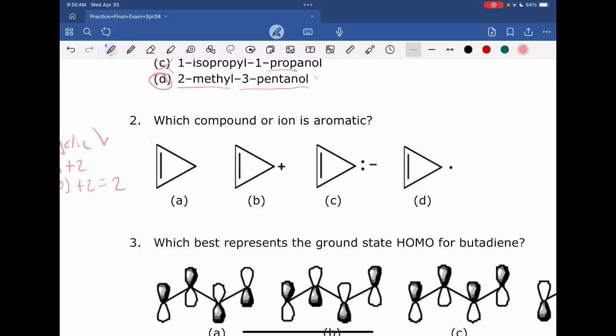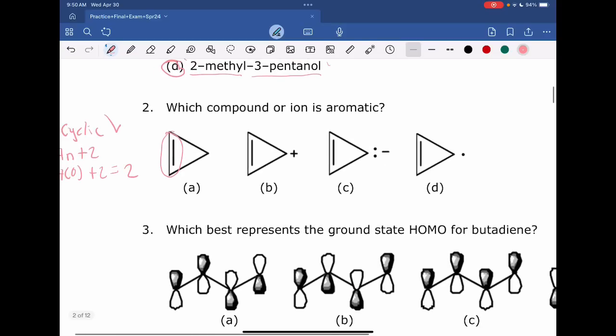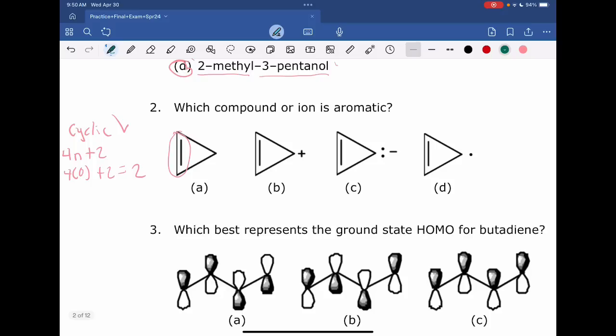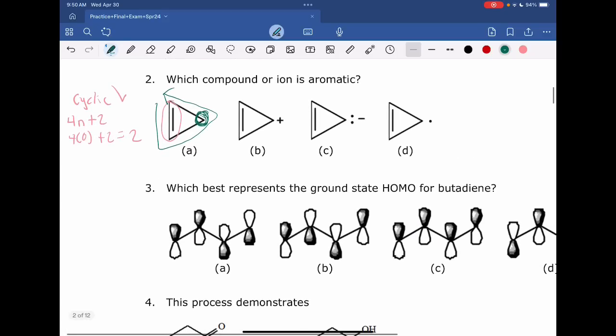This A does have 2, but it's not a cyclic pi system. This is a ring, but you have an sp3 carbon right here. So the electrons are not going to be able to flow through it because of this sp3 carbon. That stops flow. That breaks one other rule for aromaticity, that is all carbons not sp3. So A is out because of the hybridization of this carbon.